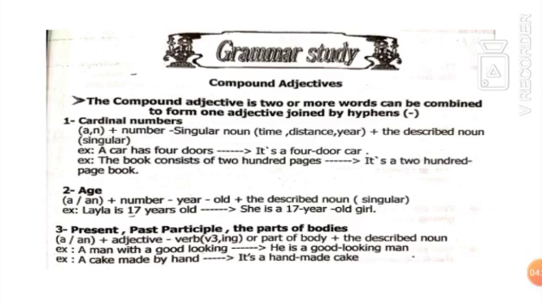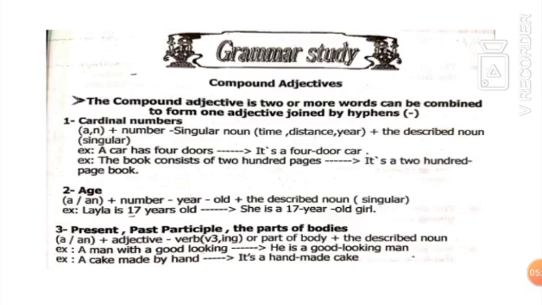The book consists of 200 pages. We can describe this book by saying it's a 200-page book. Again, we don't put S. 200-page. What about age? For example, Layla is 17 years old. So we can say she is a 17-year-old girl. The same, we don't put S.